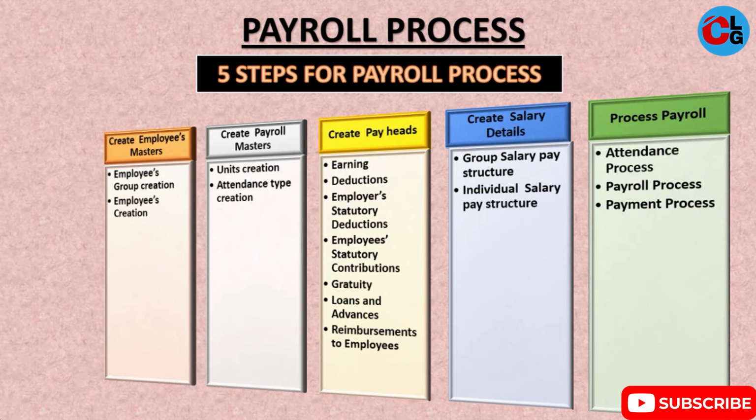The third step for the payroll process is to create pay heads. Under this, we have to enter the employees' pay heads such as earnings, deductions, employer's statutory deductions, employee's statutory contributions, gratuity, loans and advances, and reimbursements to employees. The fourth step is to create salary details. Under this, we have to define the group salary as well as the individual salary structure. The final step for the payroll process is the payroll process itself.